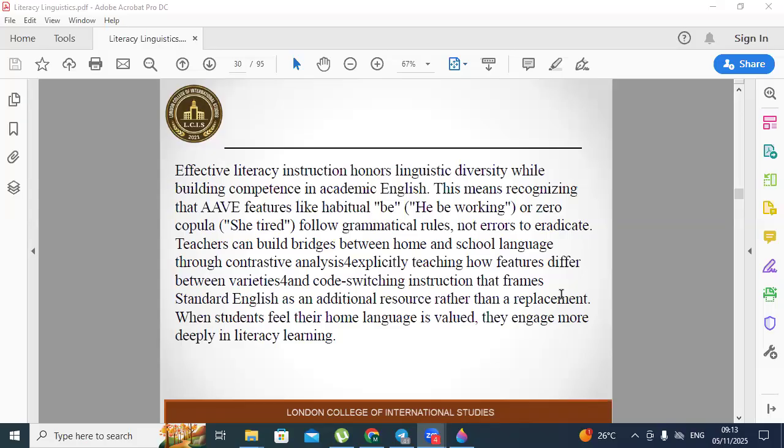Fourth, effective instruction incorporates culturally relevant texts and examples that reflect students' experiences and communities. When students see their language, culture, and experiences reflected in curriculum, engagement increases dramatically. This might mean using texts by authors who write in vernacular varieties, discussing code switching in literature and media, and incorporating students' own linguistic experiences into lessons.